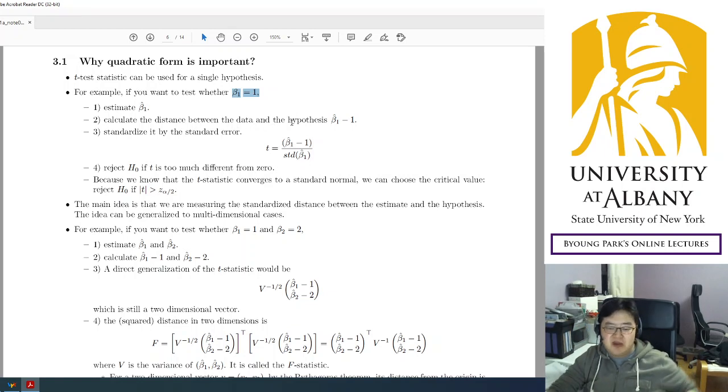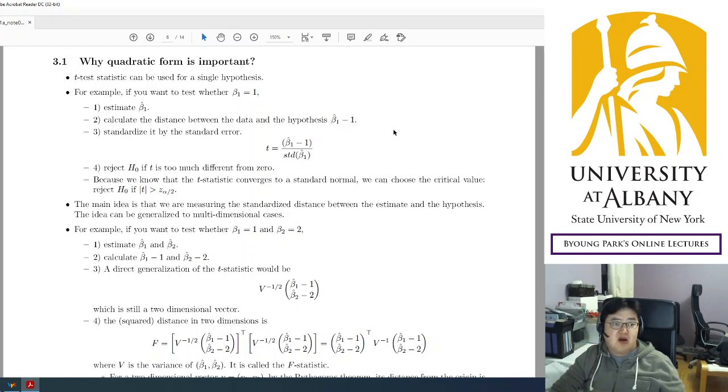Anyhow, we are comparing. Is there any difference? How different the data, what the data tells you, and what your hypothesis tells you, and that's this distance. Beta 1 had minus 1. The bigger the difference is, the more discrepancy between the data and your belief, which means your belief is more likely to be wrong. That's the rationale.